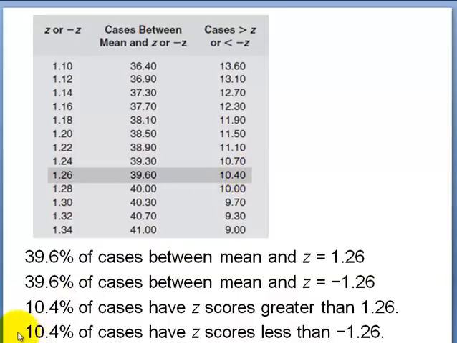What percentage of cases have z-scores less than minus 1.26? Again, the answer is 10.4%.